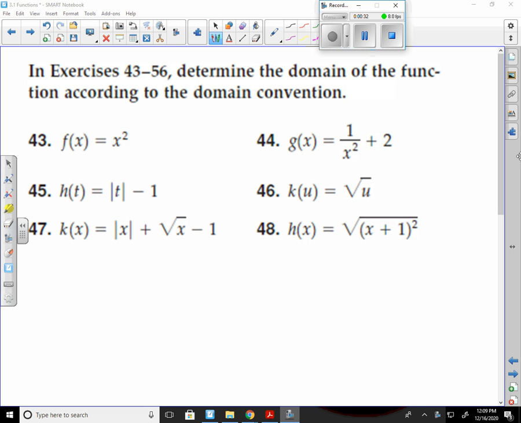So if I look at this first one, I have x squared. Is there any number that I can't just square? Like if I put a negative 5 in. Negative 5 squared gives you 25, right? There's nothing I can put in that will ruin this problem and make it not work. So because of that, that tells me that my domain here would be from negative infinity to infinity.